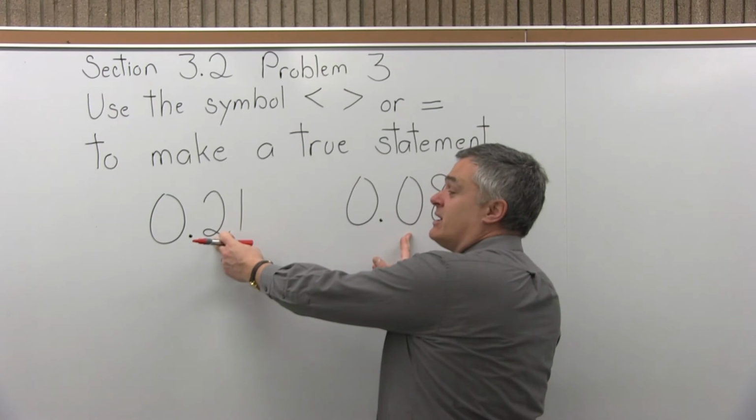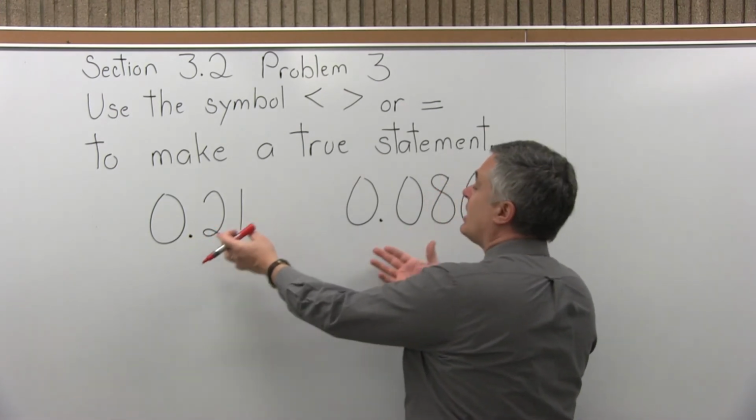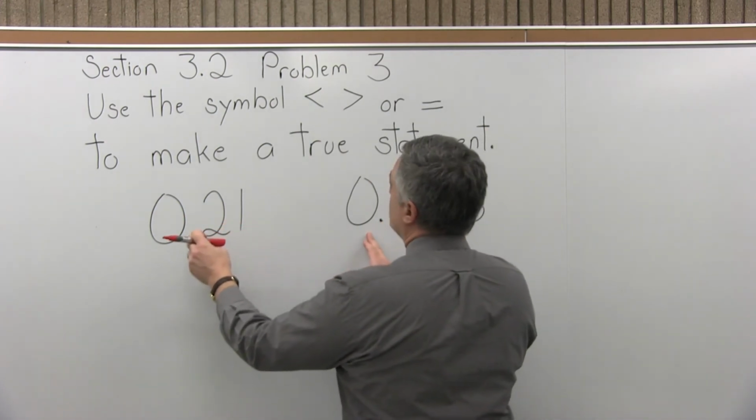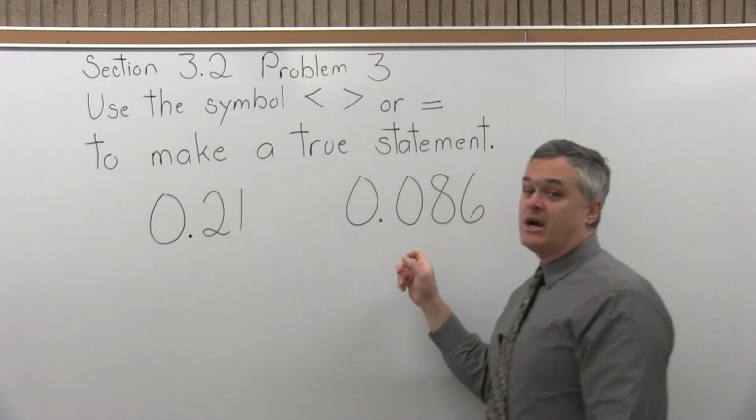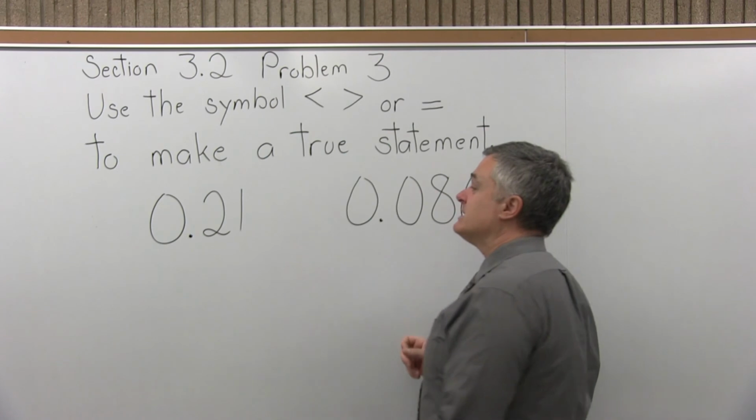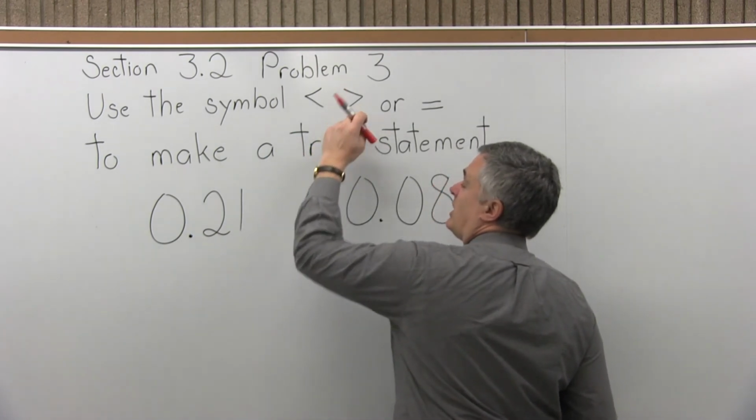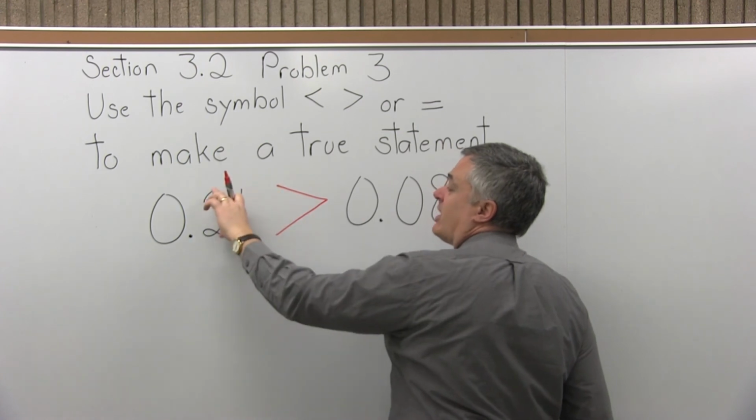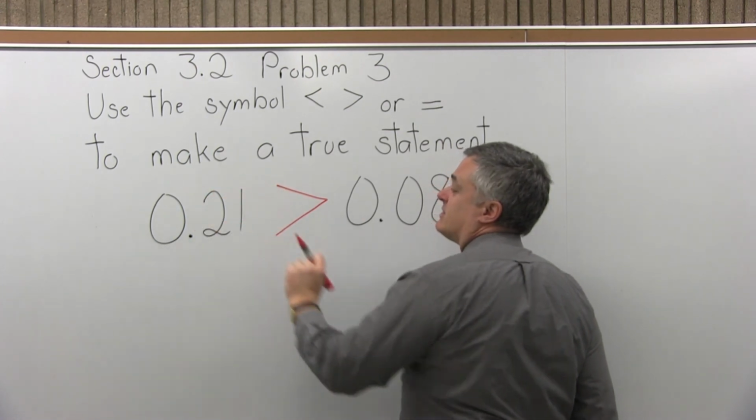Well, 2 is larger than 0, and at that point it doesn't matter what comes after it. The 2 is larger than 0, so the 0.21 is larger than the 0.086. So I want to choose the inequality symbol where the opening faces the larger value. So the opening must face the 0.21.